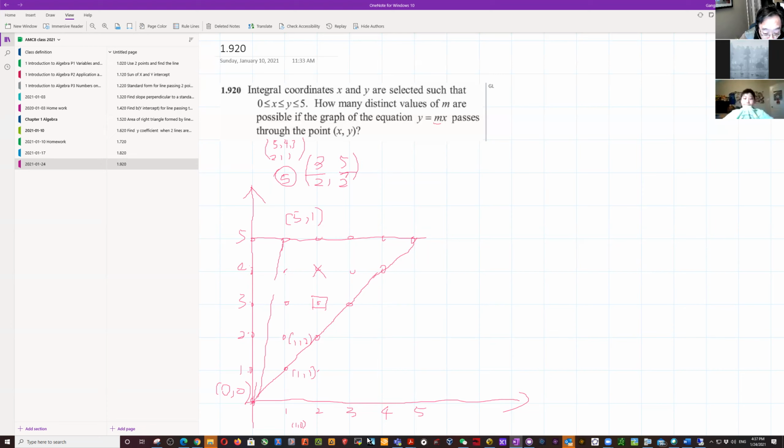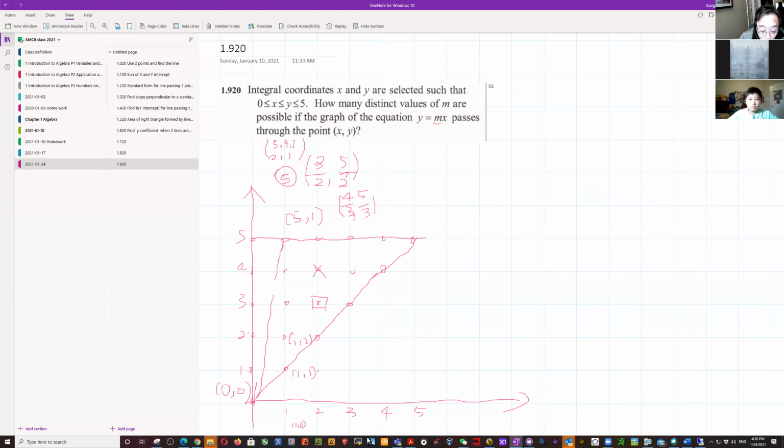And this one, basically, we have run 3, rise 4, so it's going to be 4 thirds. It's a legit one. And here we run 3 and rise 5, and 5 thirds is also a legit one. It's not different from any previous one. So we have 2 extra.